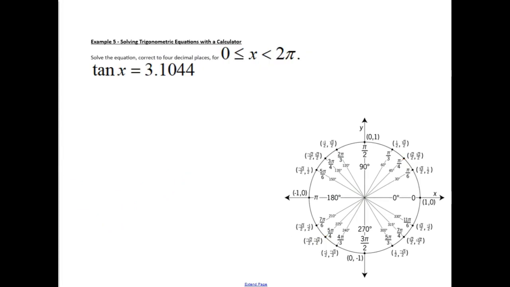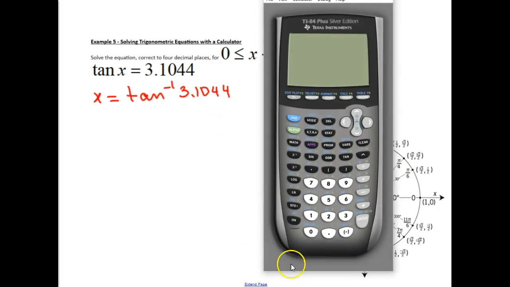Here we have to use our calculator. We're asked to solve the equation correct to 4 decimal places for just 1 revolution of the unit circle, and we're given that the tangent of x is equal to 3.1044. Well, there's no way that we can figure that out simply by using the unit circle. However, we're looking for the angle, so now we can rewrite it as an inverse function. And we have that x is equal to the tangent inverse of 3.1044. So this is when we switch back to our calculator.